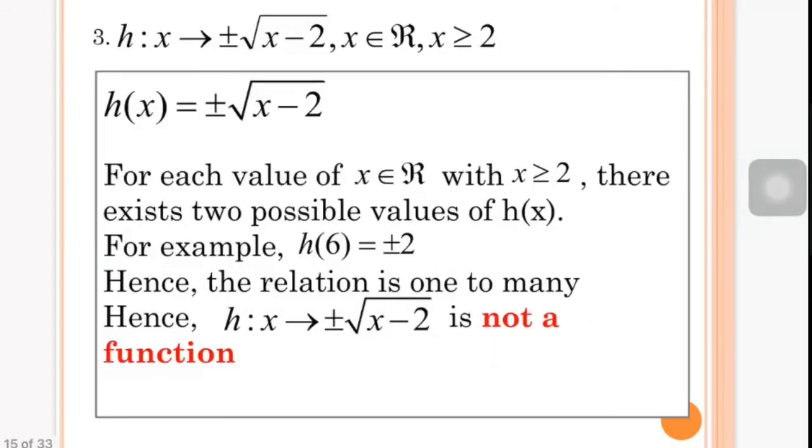Number 3, h(x) equals plus or minus the square root of x minus 2. For each value of x, with x greater than or equal to 2, there exist two possible values of h(x). For example, when x is equal to 6, h(6) is equal to plus or minus 2. So the relation is one to many. So this h is not a function, because one input gives you two outputs.